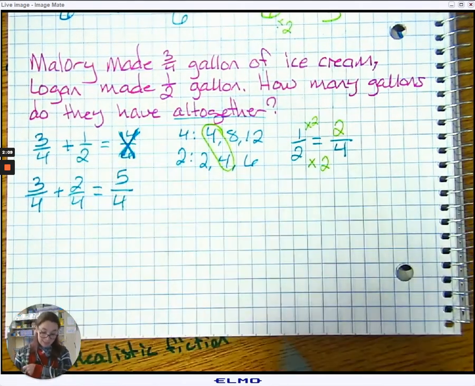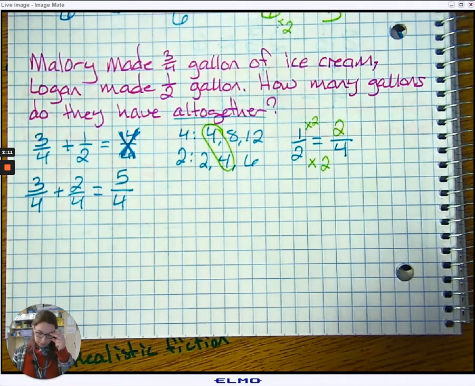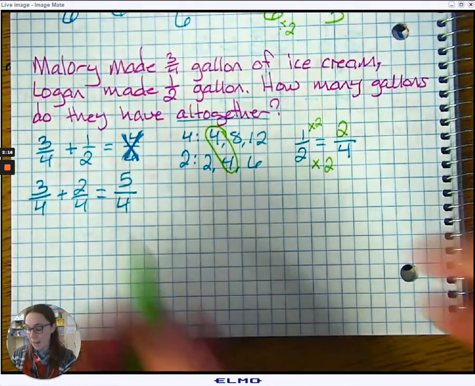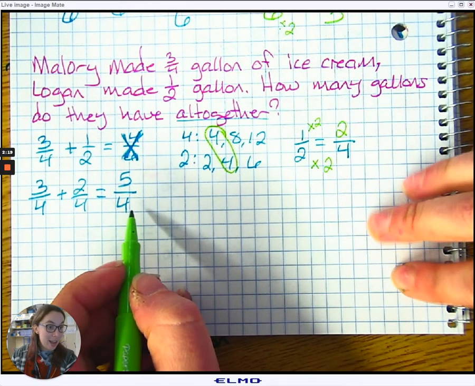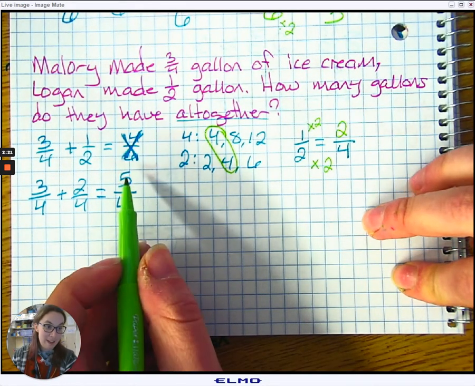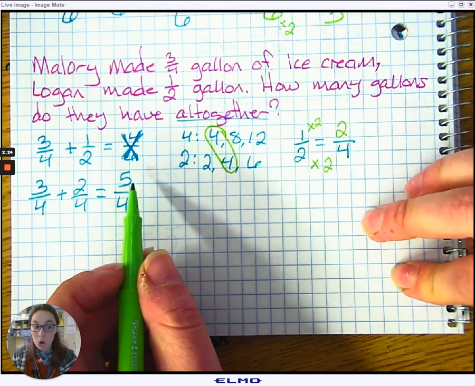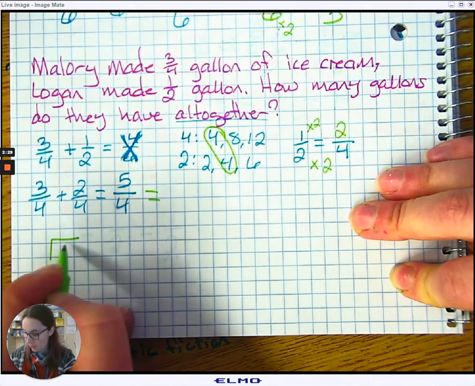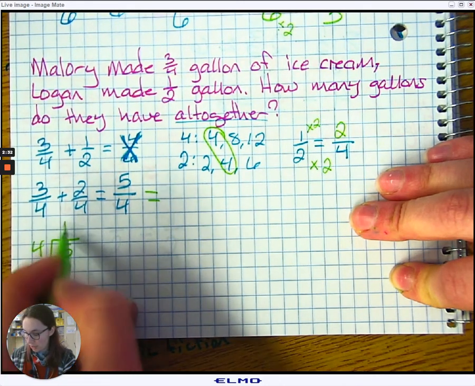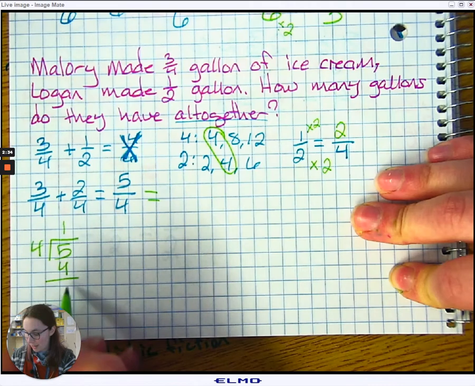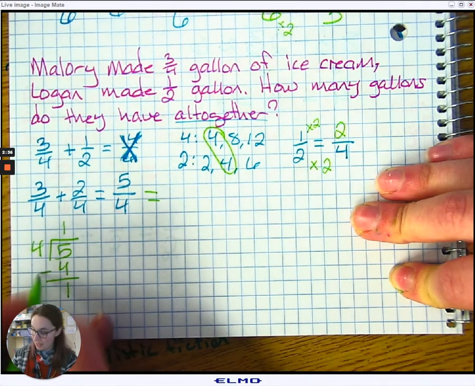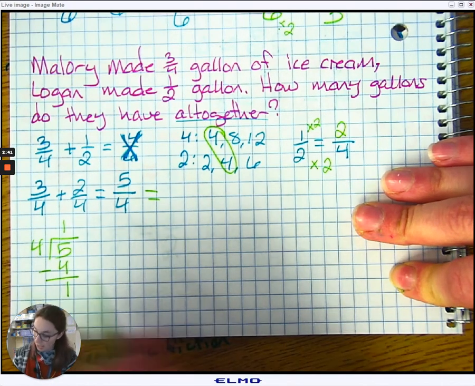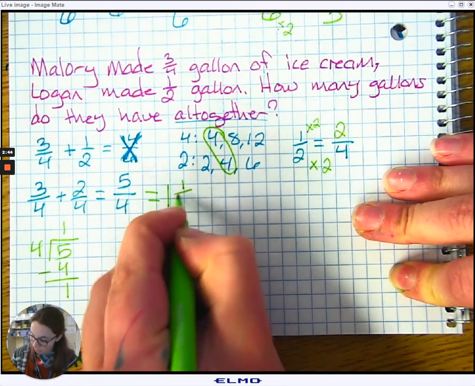Uh-oh, I can't leave it like that. I have to change it into a mixed number instead of an improper fraction, and I do that by dividing, or by noticing, well, how many times does 4 go into 5? Once, and what's left over? 1. So I could do 5 divided by 4 goes in once, subtract 4 from 5, and I get 1. That's what I'm doing here. This is my whole number. This is my denominator. This is my numerator. And I would get 1 and 1/4.